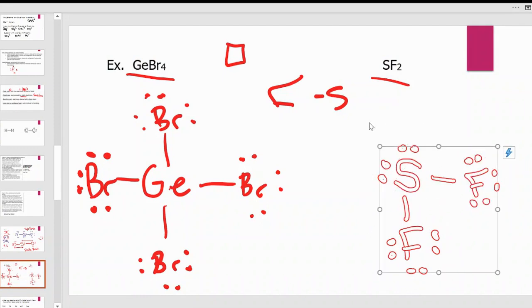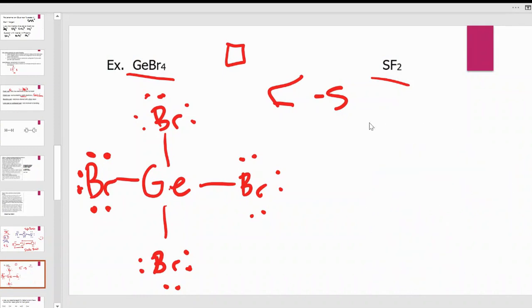Do you agree with that germanium one? How many would germanium have? 8. Wait, before it gets started, no, germanium has 4. And so it needs how many bonds to get to 8? 4.